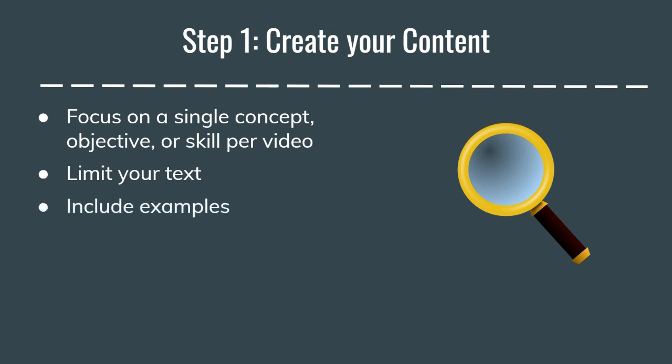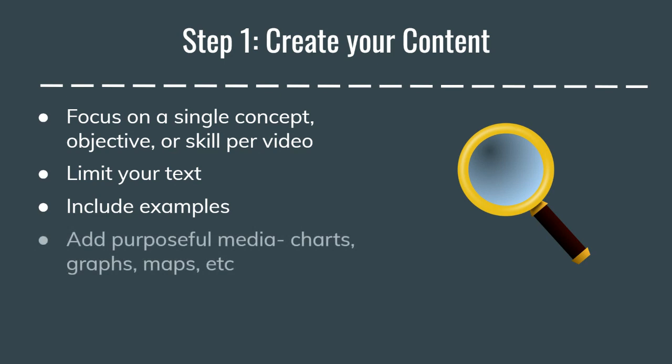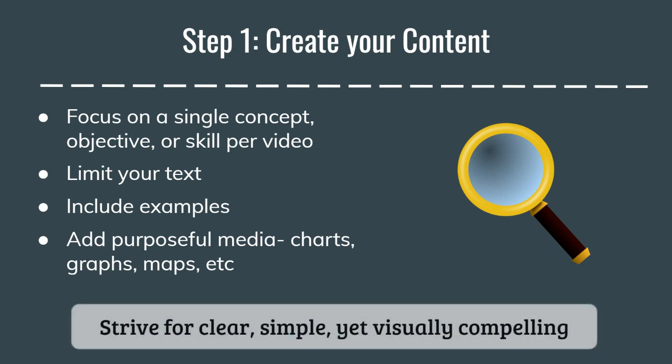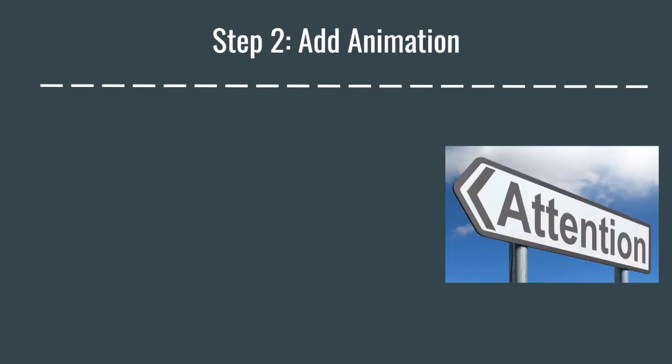Include examples, but if it's a text-heavy example, it's a good idea to cue students, saying something like, you don't need to write this down, it's just an example. Also add purposeful media such as charts, graphs, maps. The social studies unit curriculum guides are a really good place to pull slides and media from and then adapt from there to plan your video. The idea here is to strive for clear, simple, yet visually compelling content.